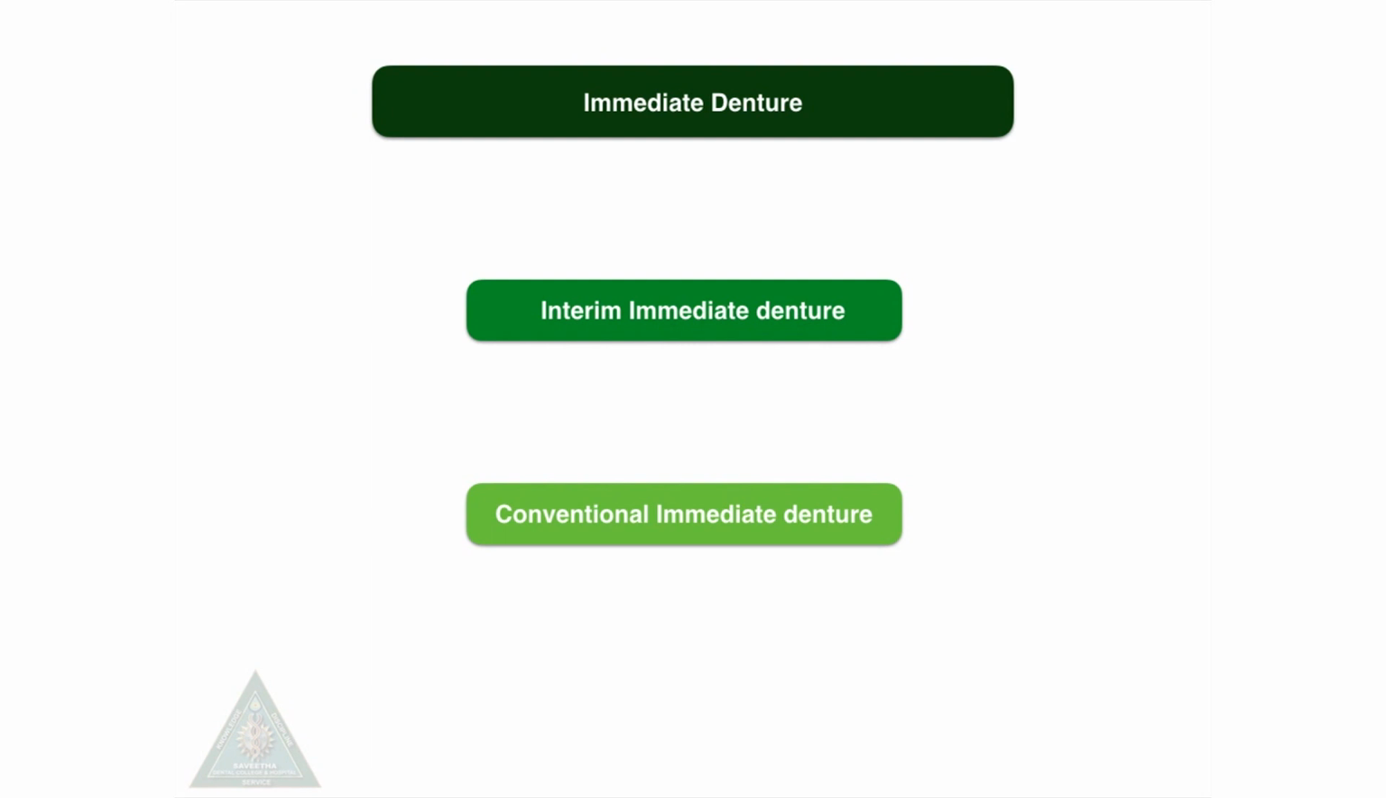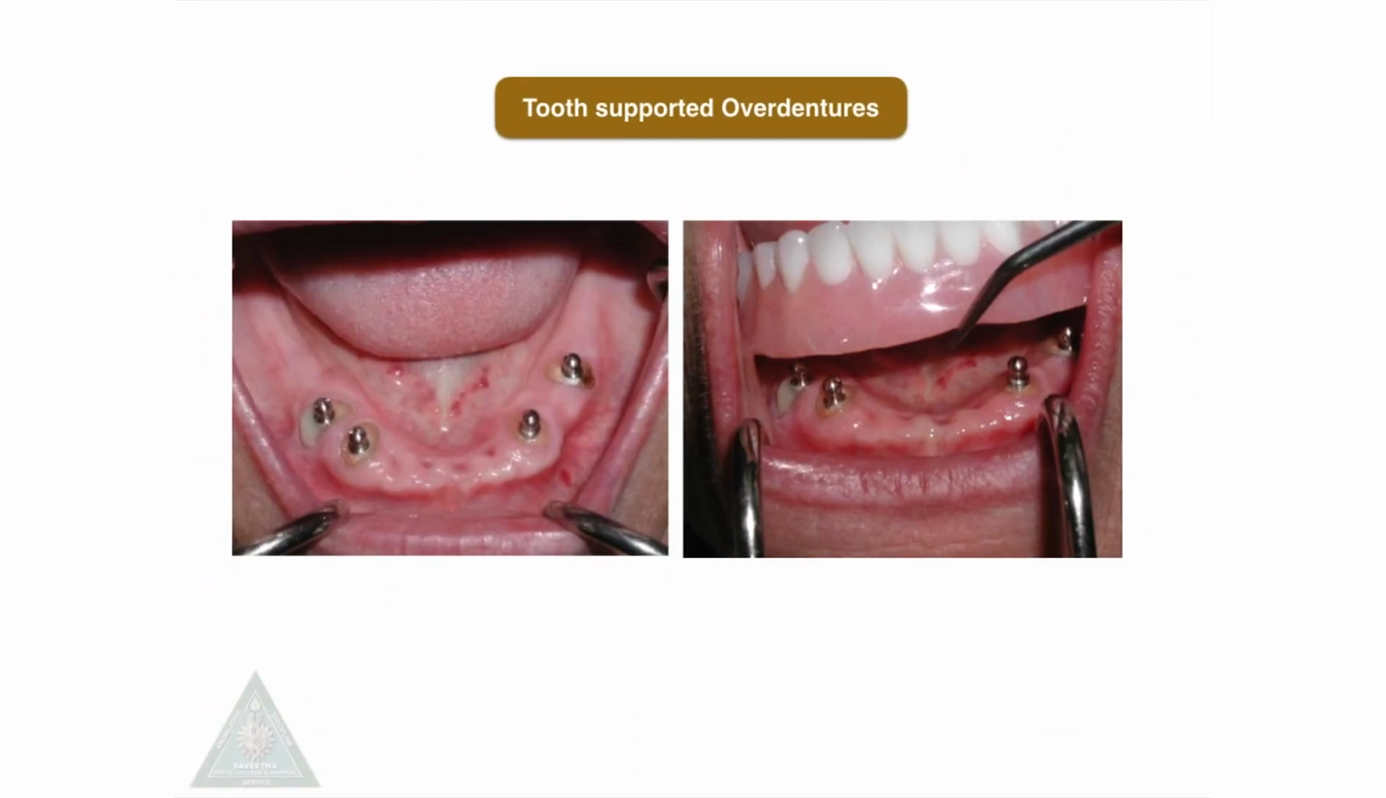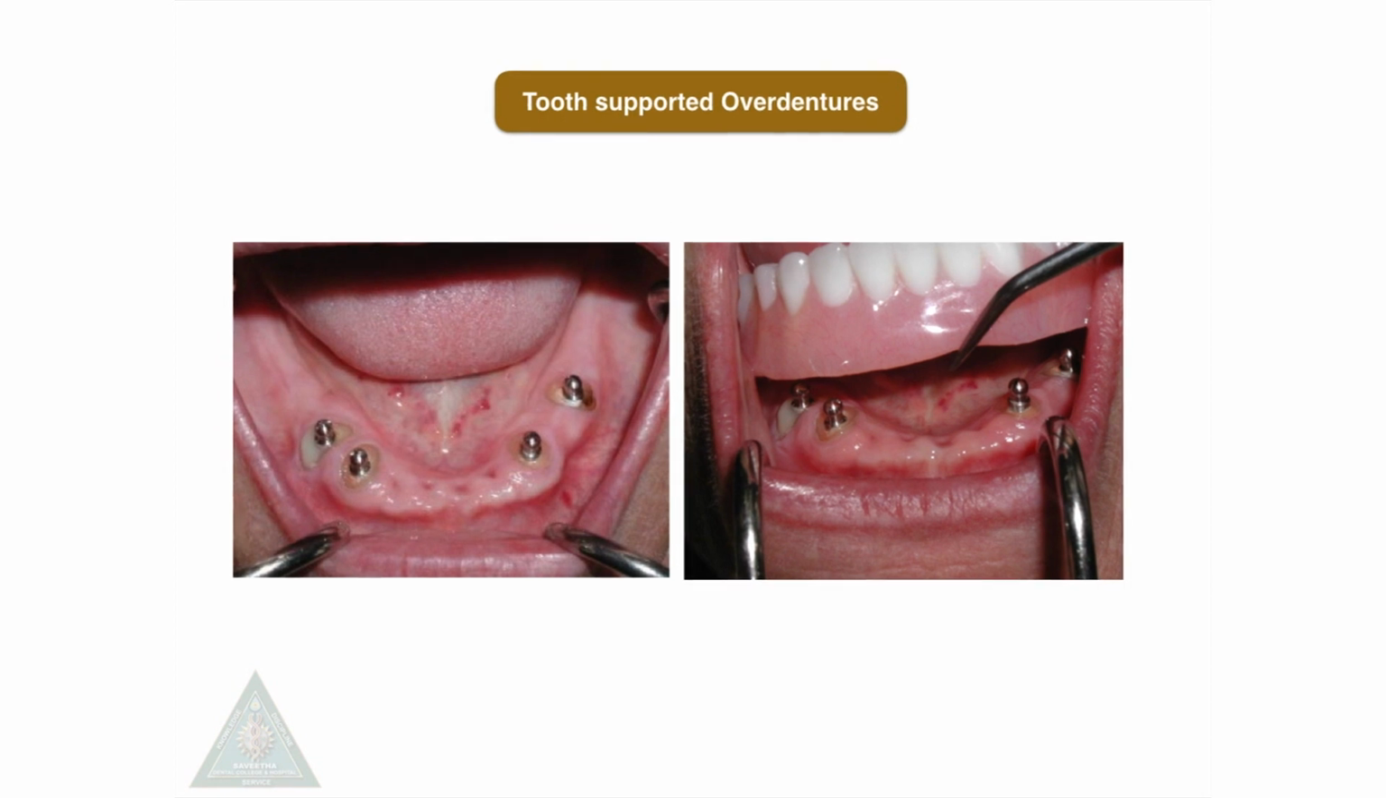Immediate dentures are a complete or a removable partial denture constructed for insertion immediately following the removal of natural teeth. They can be classified into interim immediate dentures and conventional immediate dentures. A complete denture which receives partial support and stability from one or more modified natural teeth is called an overdenture. They can be classified into tooth-supported overdentures and implant-supported overdentures.